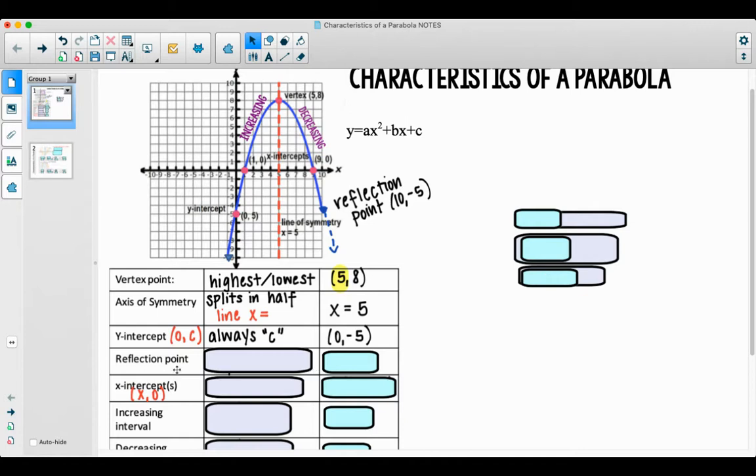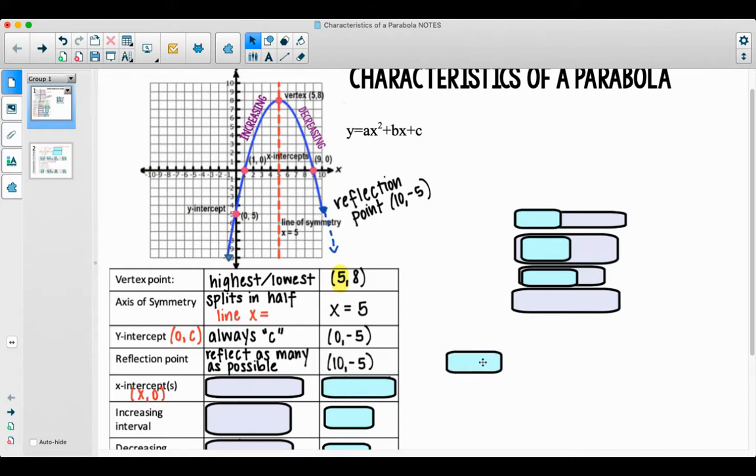The next thing we have is this reflection point, and this is going to help us a lot when we're graphing, especially so that we can create that U shape. Notice that the reflection point reflects as many as possible so we can get that graph, and it's going to be equidistant from that axis of symmetry. So with (0, -5), the point (10, -5) would help us out so that we can see that we have this reflection. So when I fold it over that axis of symmetry, we once again have that perfect match. So for a reflection point, think that we need to reflect as many as possible to help us create that graph. Just one example is that point (10, -5) to help us out.